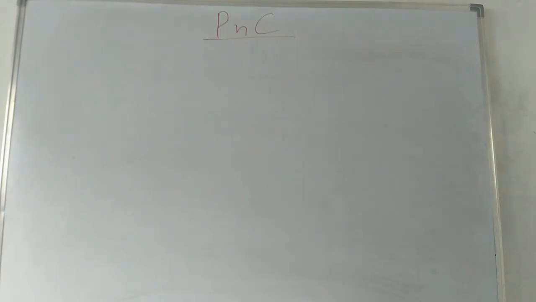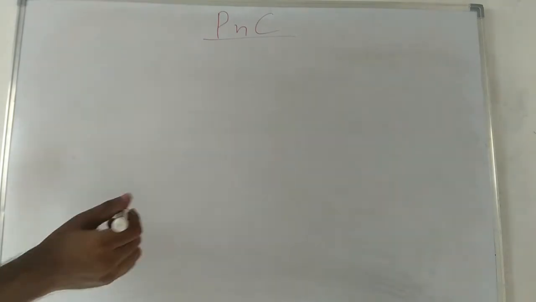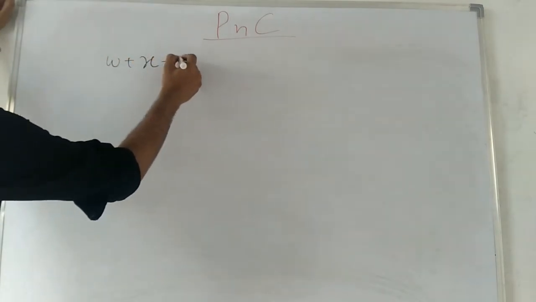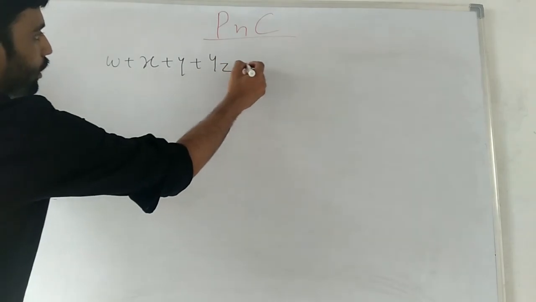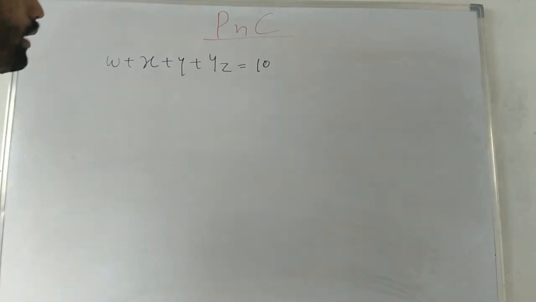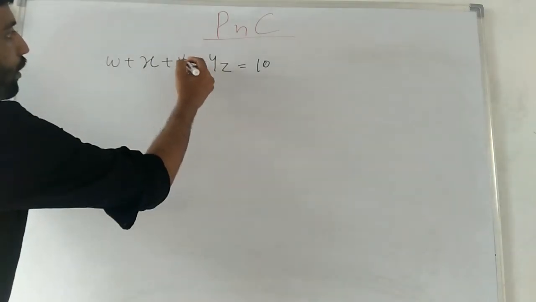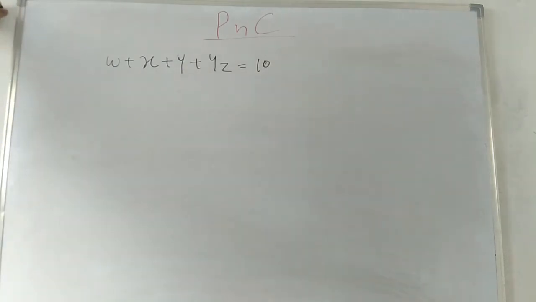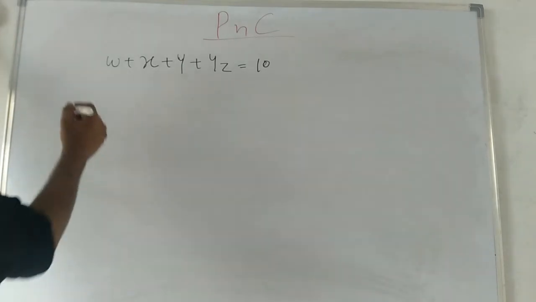In the next question we will see how to solve equations. If we have an equation w plus x plus y plus 4z is equal to 10. If there was z, not 4z, we could use the non-negative integral solution of the equation, but here you can see that we have a multiplier of 4 on z. So what we will do is the same procedure as we have done in the multinomial theorem, but in a different way.